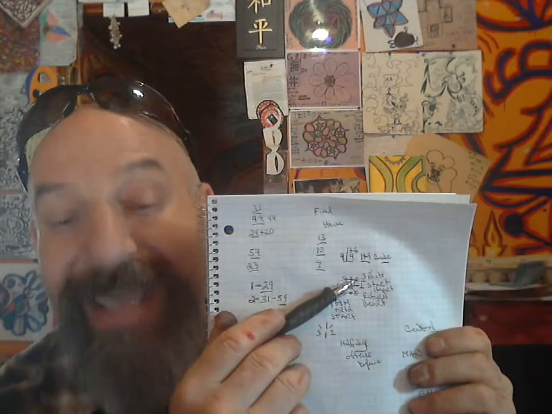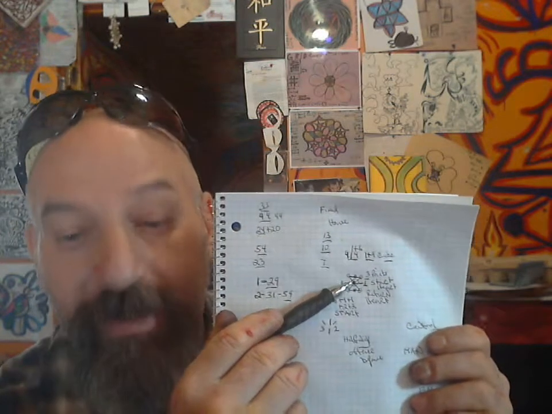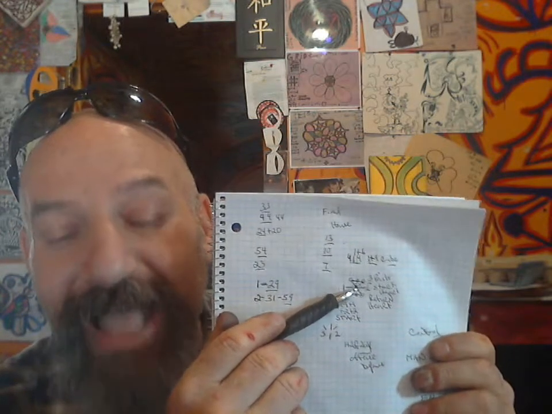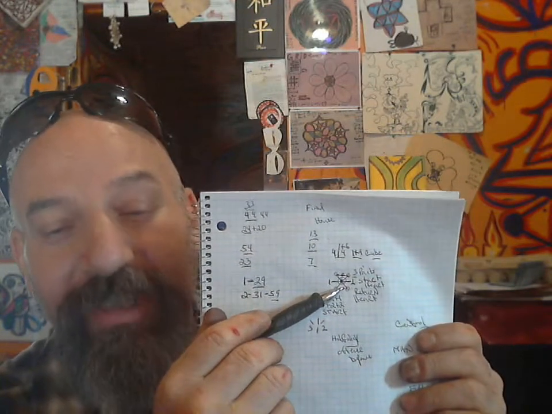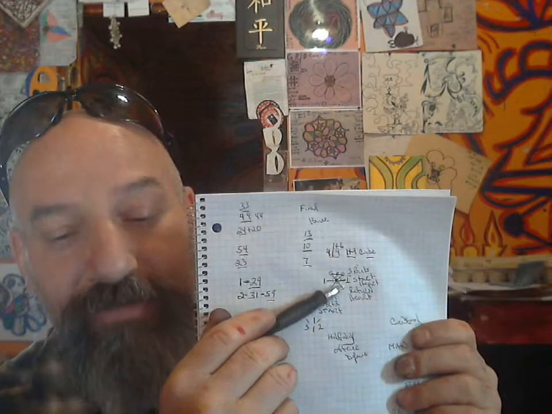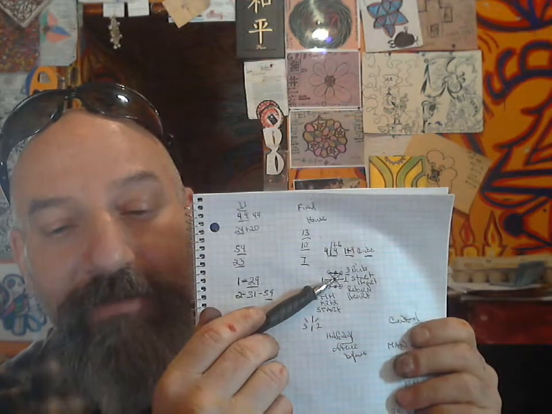1, 2, 3, 4, 5, 6, 7. We counted the first one and we counted the last one twice. The ring of 6 and 7 is because where we start and where we finish, we count the alpha omega.